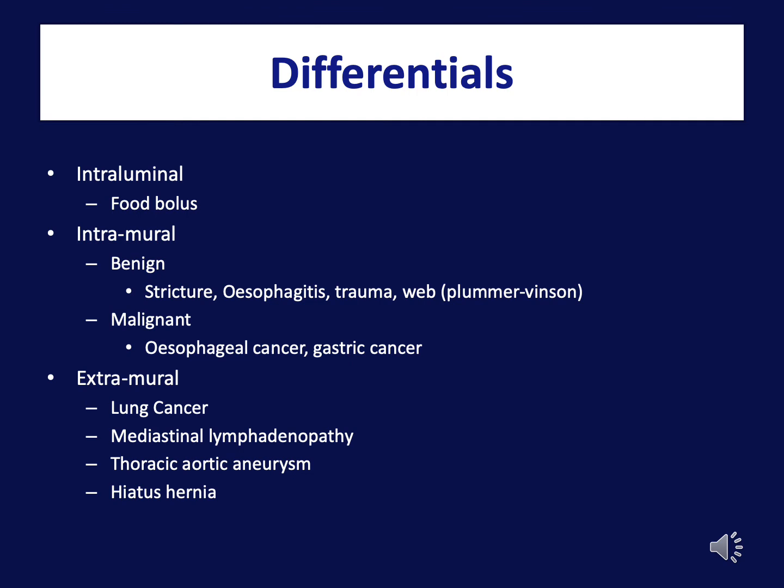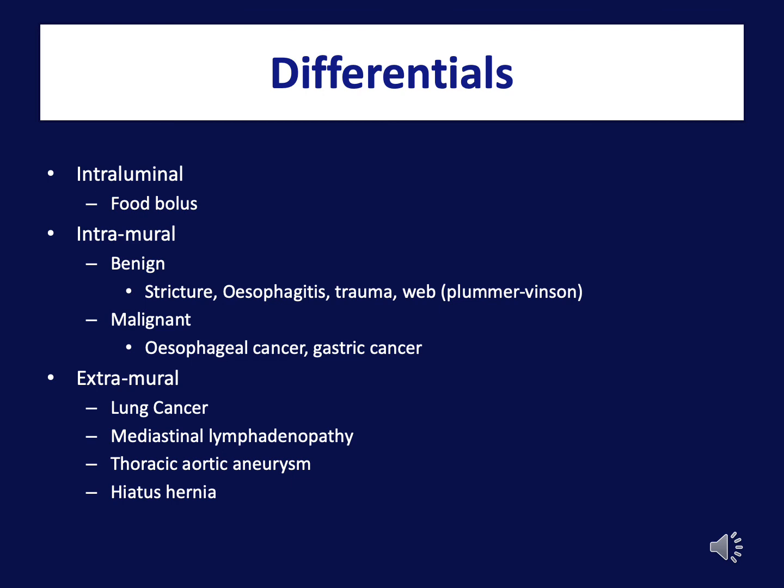Intramural, inside the wall. You can then subclassify this into benign or malignant. Benign causes could be strictures, esophagitis, trauma, for example, from an OGD, or a web associated with Plummer-Vinson syndrome. There's also pharyngeal pouches as well you can mention. Malignant causes would be esophageal or gastric cancer.